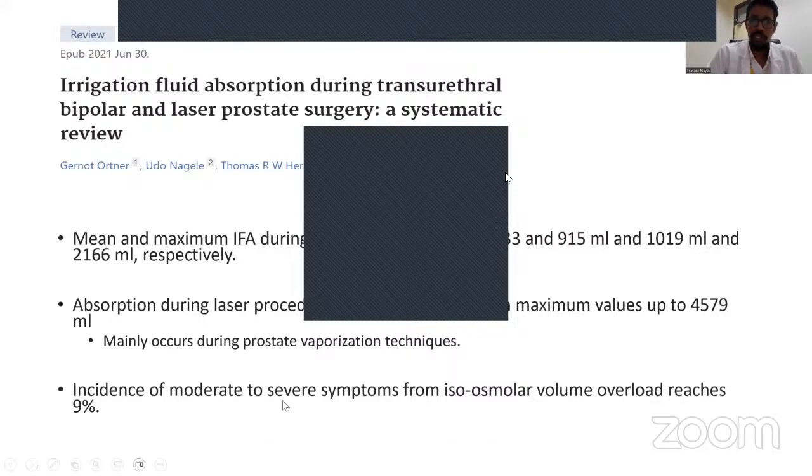The incidence of moderate to severe symptoms from isoosmolar NS volume overload could reach about 9% even in bipolar TURP and laser TURP. This was an article that came out in the World Journal. That is why we all should know about this syndrome, although the severity and incidence are less after bipolar and laser, it is not unheard of in these times. Thank you for your patient listening, and I hope this has been of use to everyone.